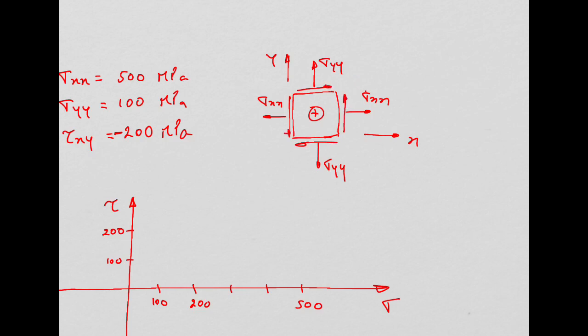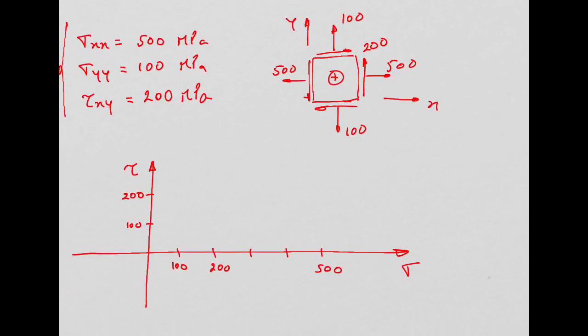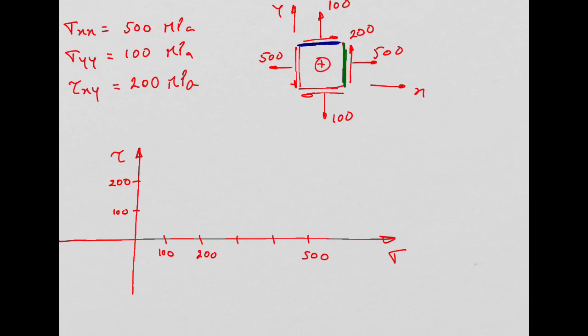So in our case, they're all positive. So the only thing I do is I just replace here by the values. So I get 500 here, 100 for sigma yy, and 200 for shear stress. And then what I do is I start with one plane perpendicular. So we have two shear planes, this one perpendicular to x in green, this one perpendicular to y in blue. Okay? Let's start with the green perpendicular.